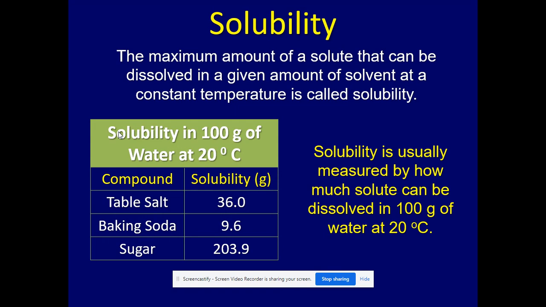Here we can see a table telling you that 203.9 grams of sugar can be dissolved in 100 grams of water at 20 degrees Celsius. And 36 grams of table salt can be dissolved in 100 grams of water at 20 degrees Celsius. So this tells us that sugar is more soluble than table salt is.